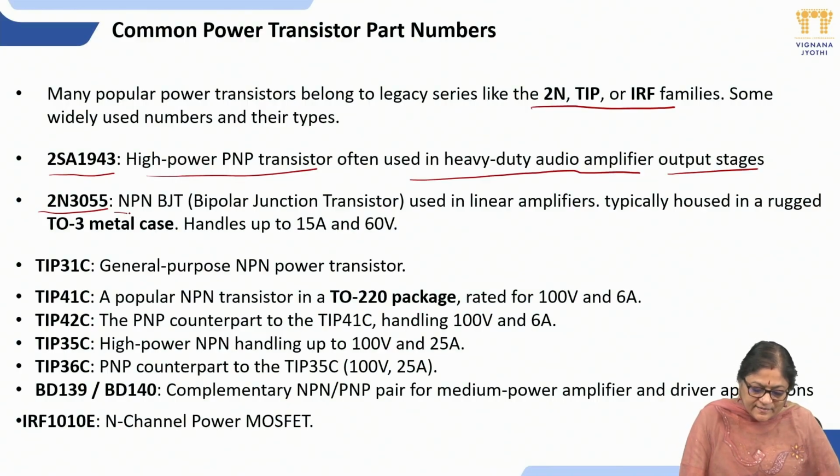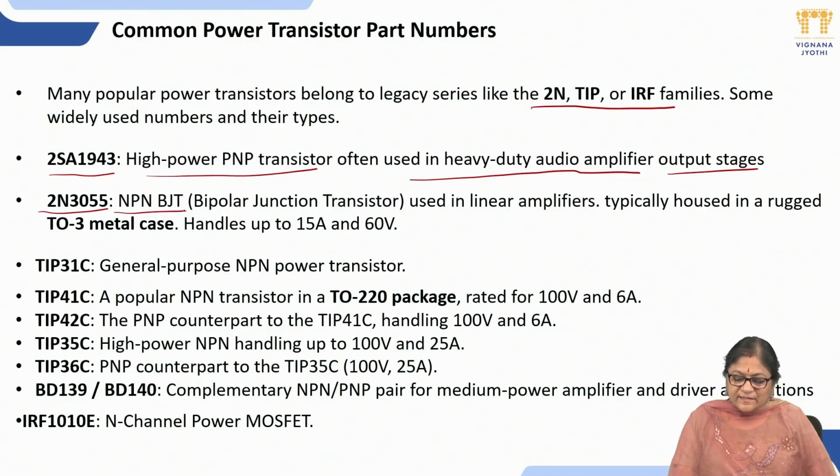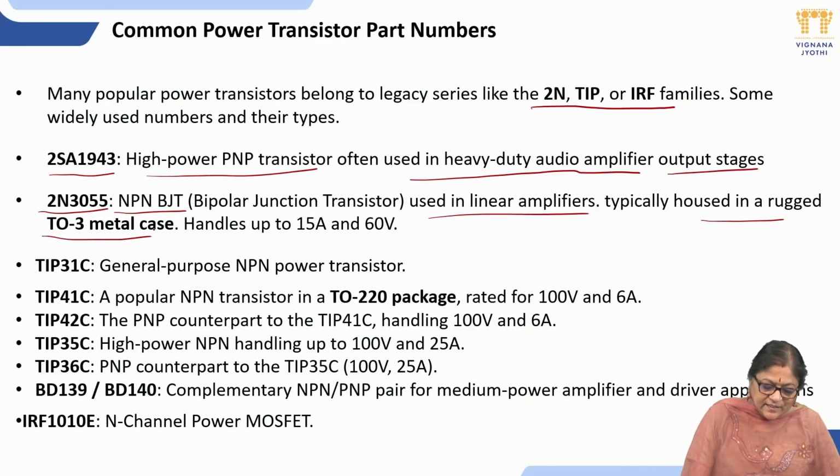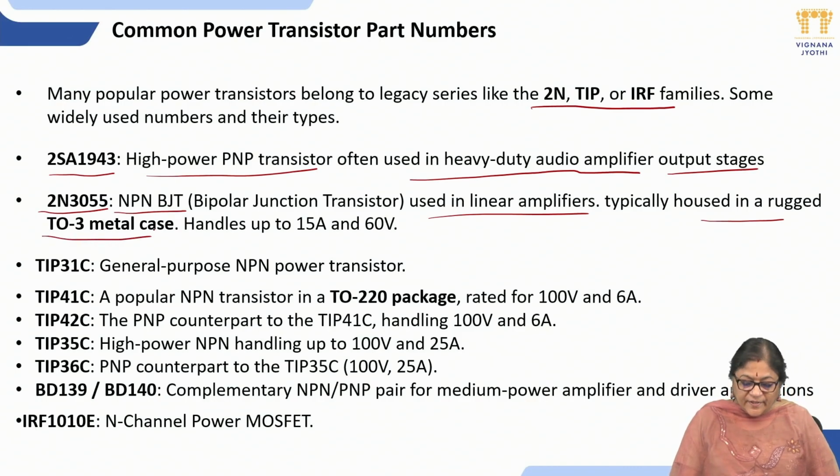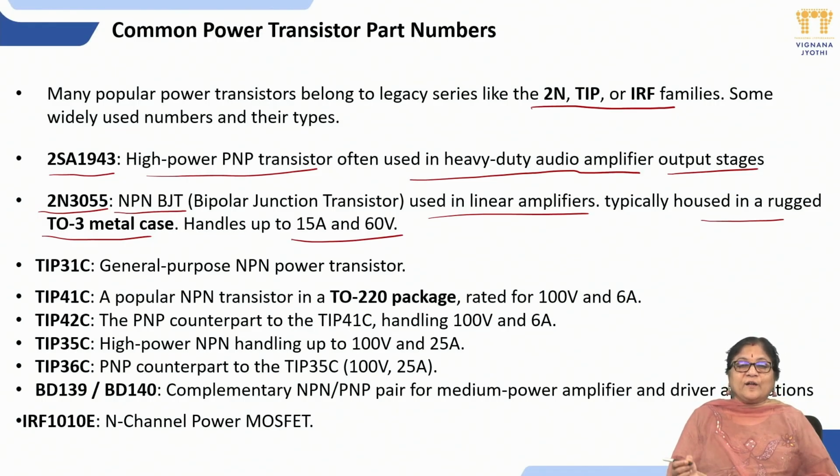It is an NPN transistor, a BJT, normally used in linear amplifiers, and it is very strong or stubborn, having a stubborn case. It has a TO3 metal case. It handles up to 15 amps and 60 volts. So 15 into 60 volts, almost kilowatts of power we can generate.